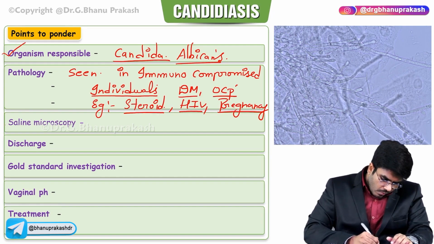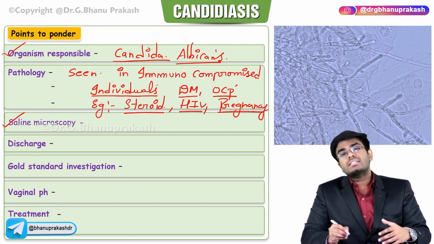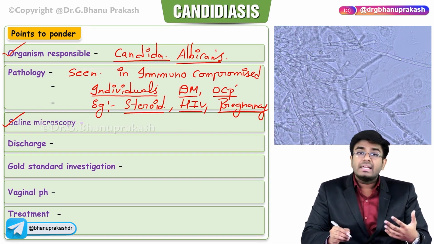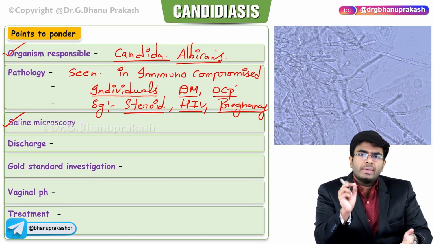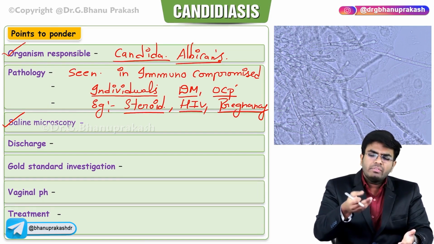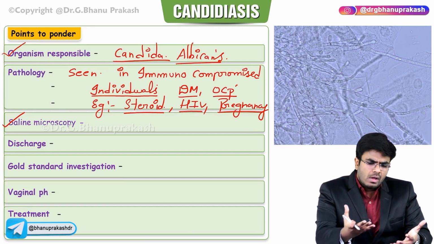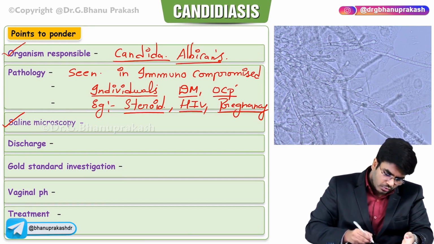Now, what about the saline microscopy? See, saline microscopy is considered the gold standard. It's the investigation of choice, not the gold standard. Saline microscopy is the investigation of choice. Now, if you do a microscopic evaluation, what can you see? You have collected the discharge. If you put it under the microscope, you can see a fungus. What are the characteristic features of a fungus? It's hyphae.